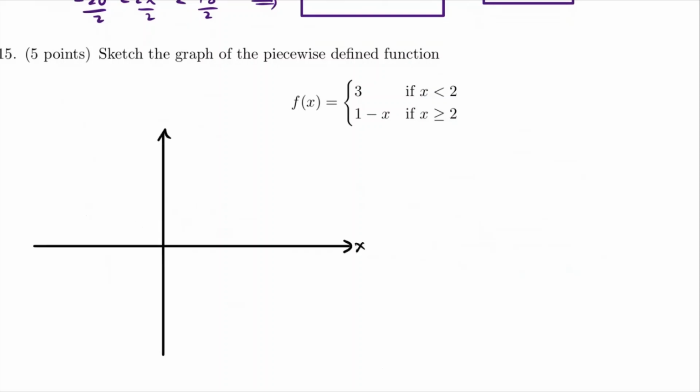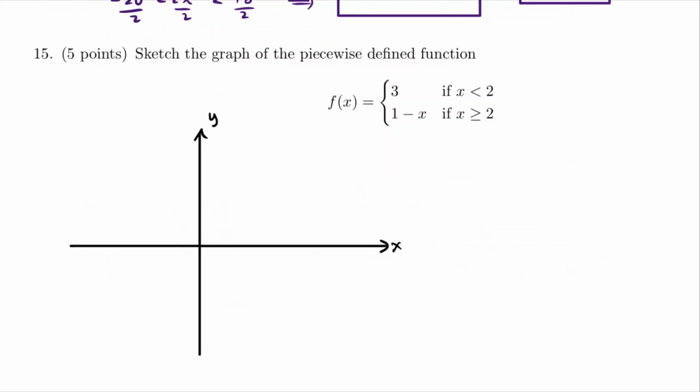This is your x, this is your y. So when x is less than 2, suppose this is 2. So less than 2 is this direction. So when x is 2, we're at 3. So 2, let's say 3 is here. Open circle because it's strictly less than 2. And then I'm going to go less than 2, that's this direction. So we just have a horizontal line at 3 when x is less than 2. So this is f of x equals 3 when x is less than 2.